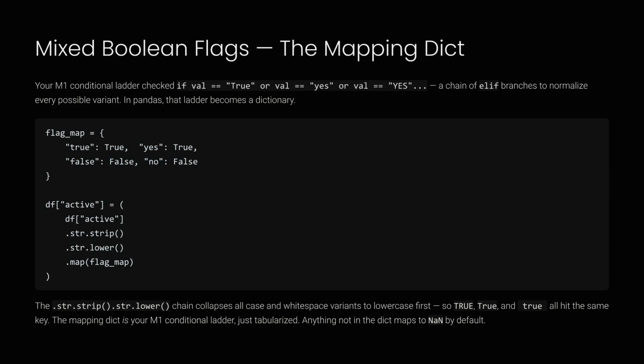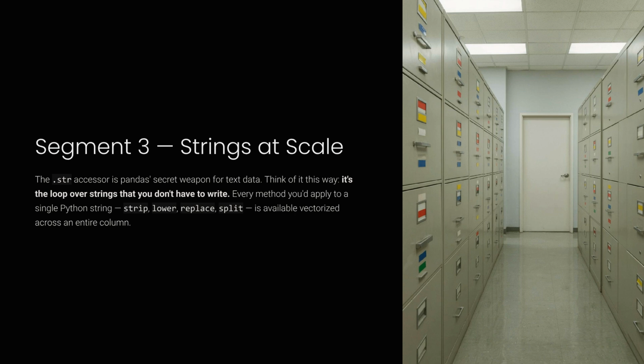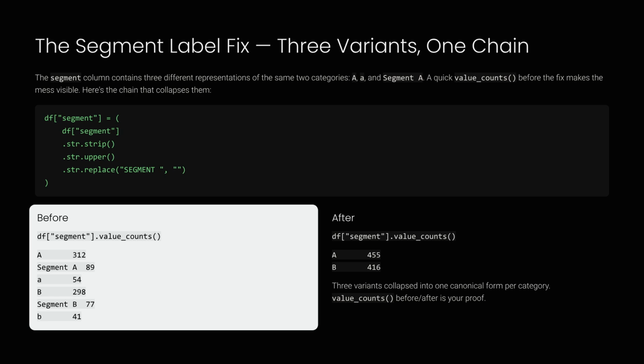For mixed Boolean flags, we replace our old conditional ladder with a dictionary mapping. By using .str.strip and .str.lower, we can standardize all variants before mapping them to the correct Boolean values. Next, we explore the power of the .str accessor. It is essentially a loop over strings that you don't have to write, providing vectorized versions of essential Python string methods. Applying this to segment labels allows us to collapse various representations into a single category. By chaining strip, upper, and replace, we achieve a clean, canonical result in just a few lines.